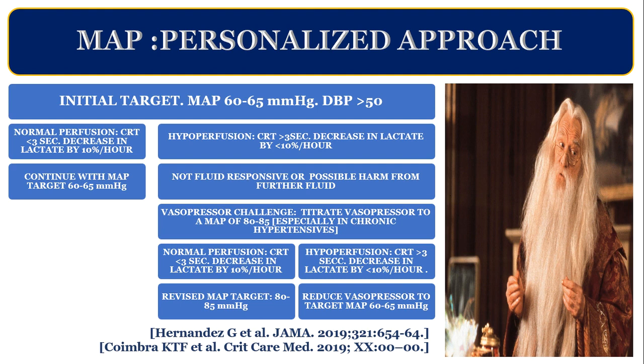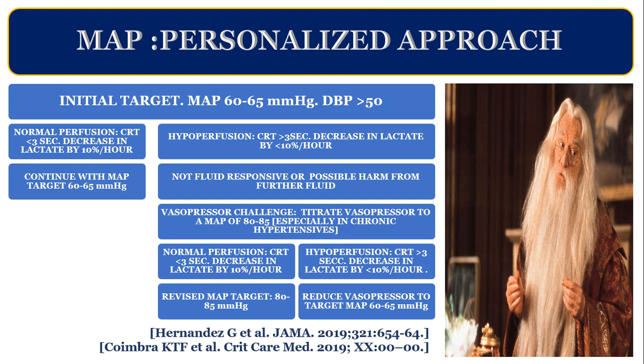Now, how do you optimize the MAP, mean arterial pressure? So the SSC guideline says 65, but 65 is not a golden rule. You know, 65 हो गया तो हो गया. Now, some patients may require higher, some patients may require even a lower MAP. So there are two large studies. One study called the SEPSISPAM study, where they studied higher MAP versus lower MAP.